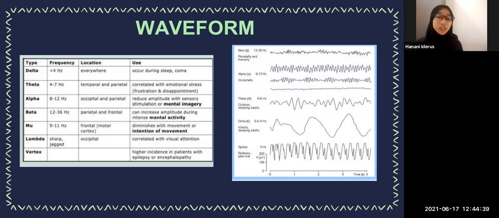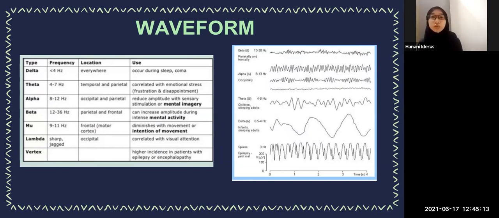So EEG will be interpreted by the neurologist. The neurologist will look at the overall pattern and detect whether there is any problem in a particular area. A trained neurologist will be able to determine what type of seizure it is, or whether it is a normal brain waveform.